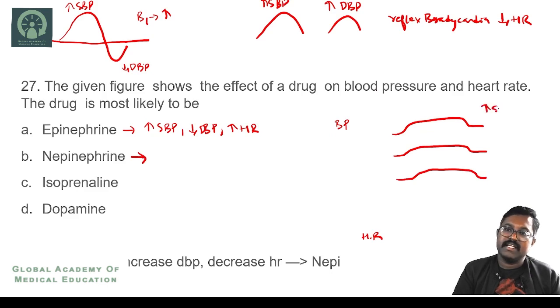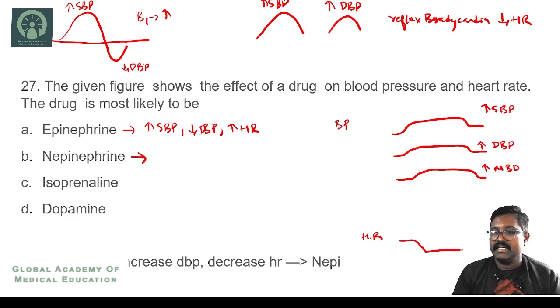So there was an increase in the systolic blood pressure, an increase in the diastolic blood pressure, and an increase in the mean blood pressure, and also there is a decrease in the heart rate. Then the correct option will be the norepinephrine.